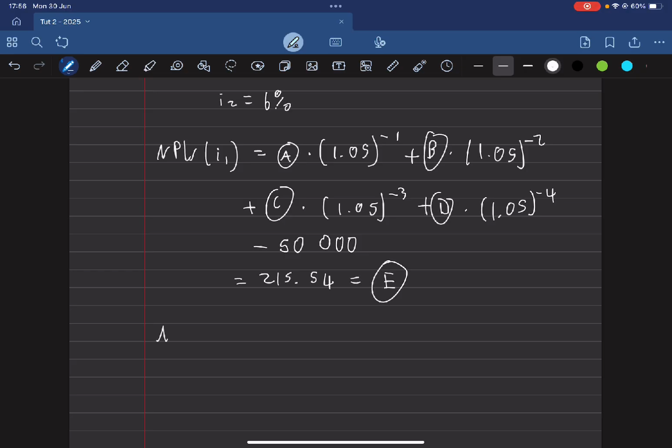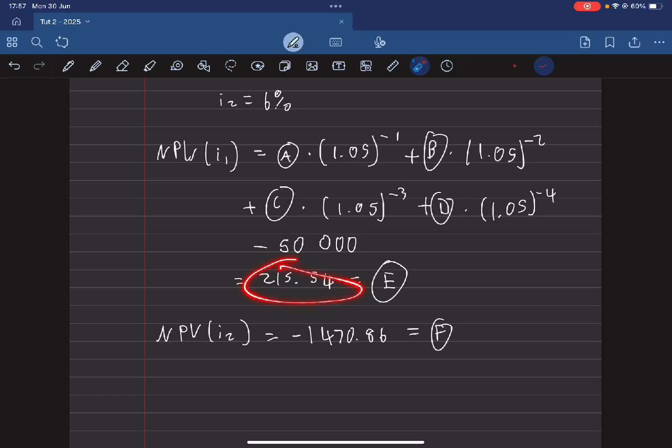I'm not going to write out the next one, but you do exactly the same thing, except instead of subbing in 5%, you sub in 6% for R2. When you sub it in, you get negative 1470.86, and we're going to save that as F. As we saw, this one is above 0 and this one is below 0, so we have one on either side. It sandwiches the answer and slowly gets closer when using this technique.